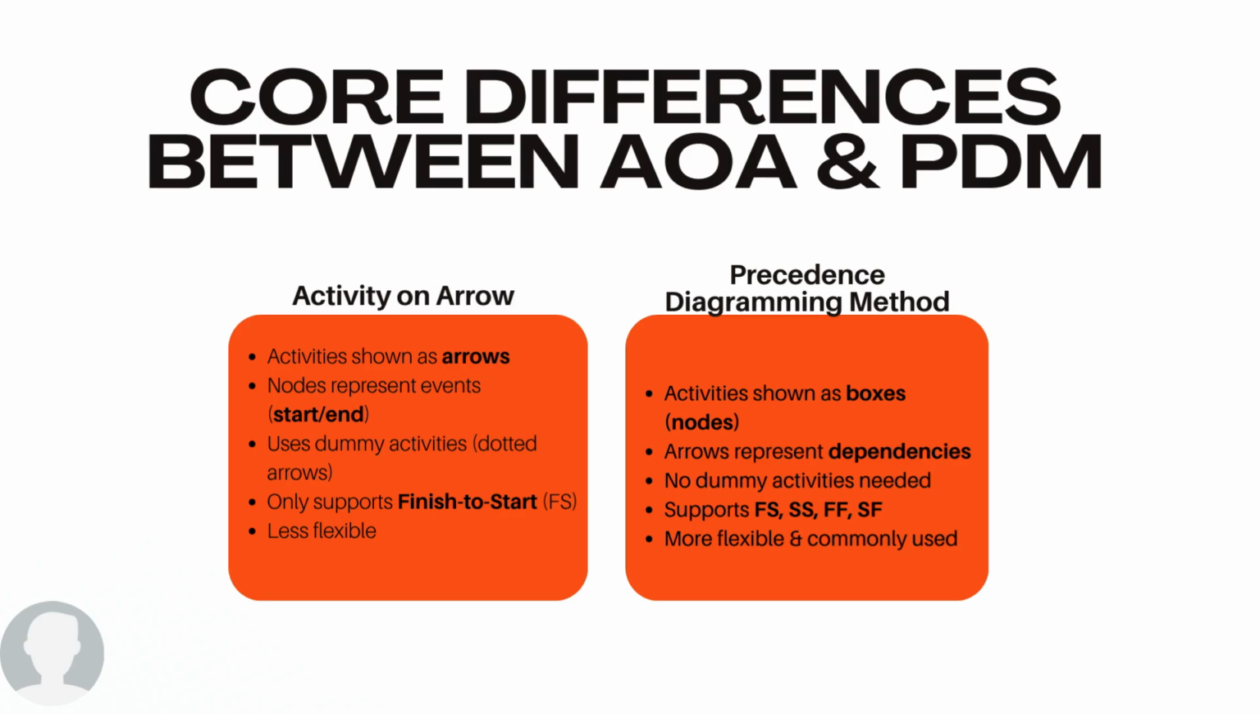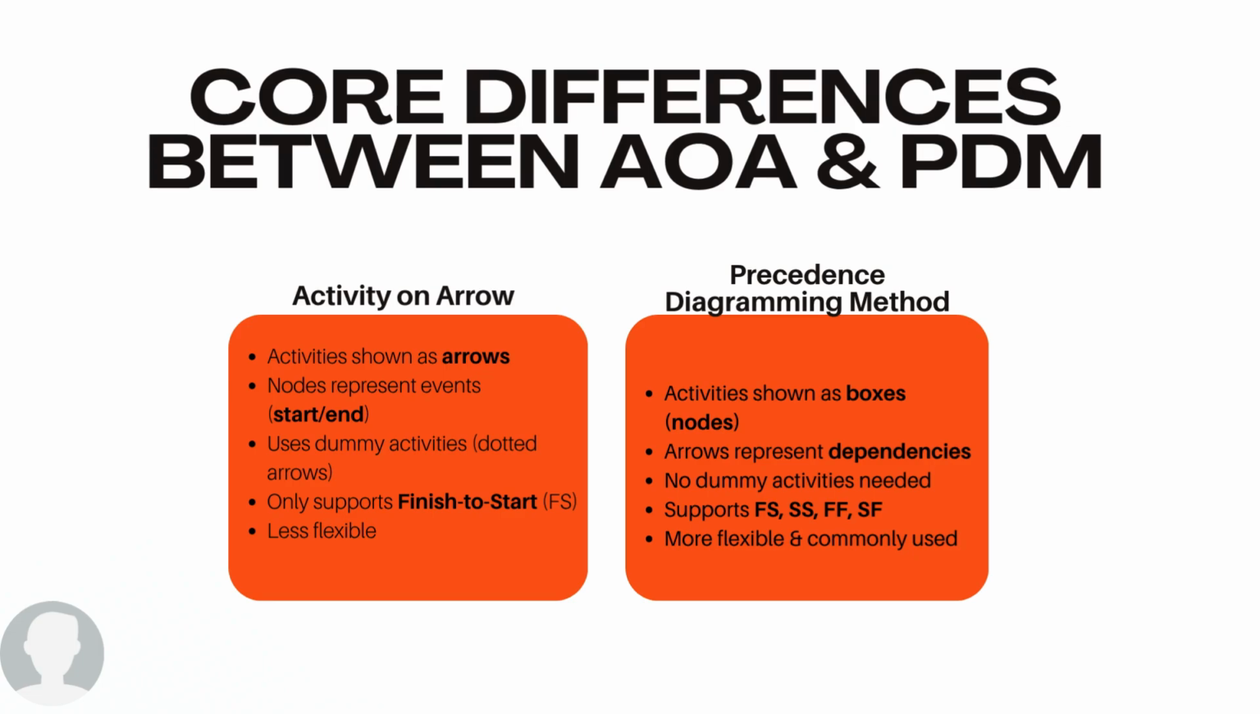In terms of flexibility, activity on arrow is strictly limited to FS relationships. Meanwhile, PDM is much more flexible and commonly used today because it supports four types of dependencies, which are FS, SS, FF, and also SF.